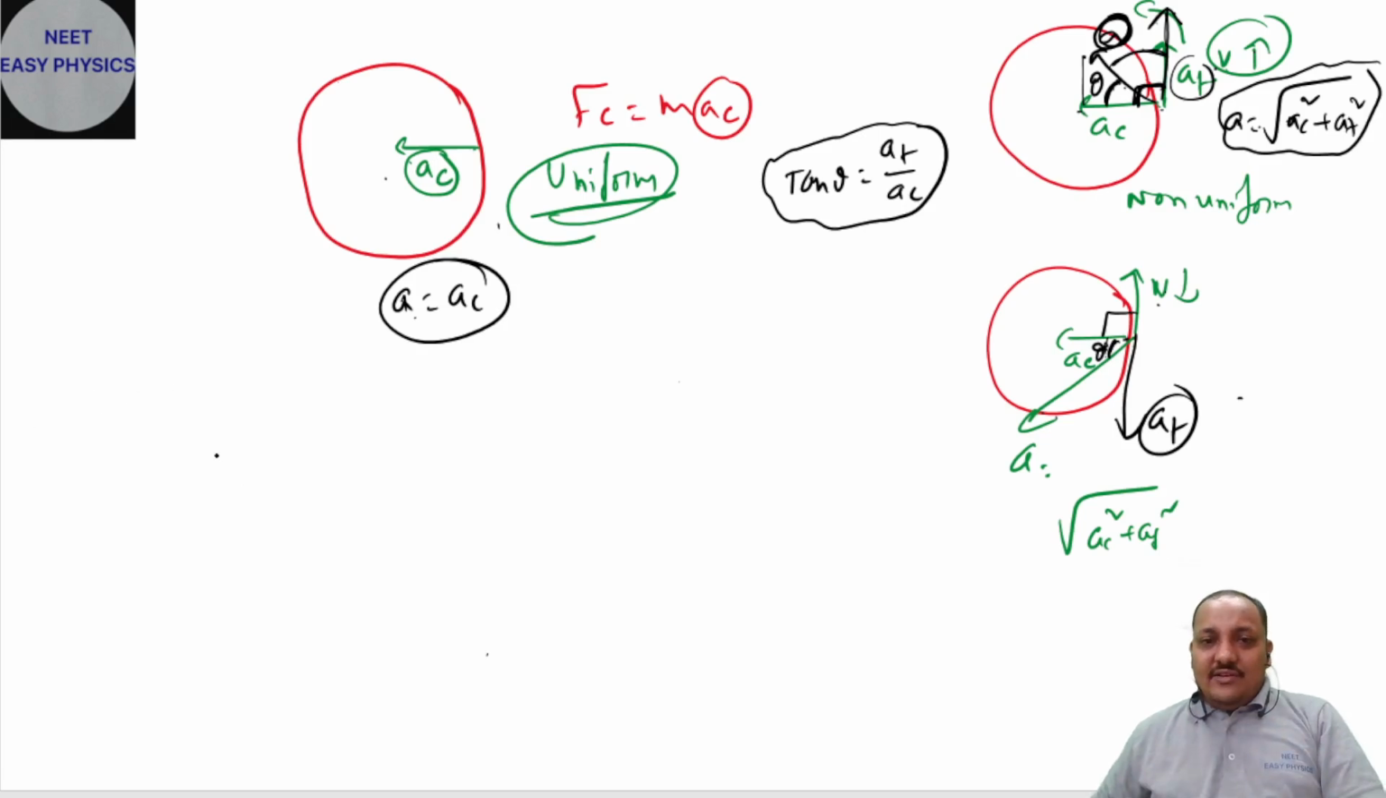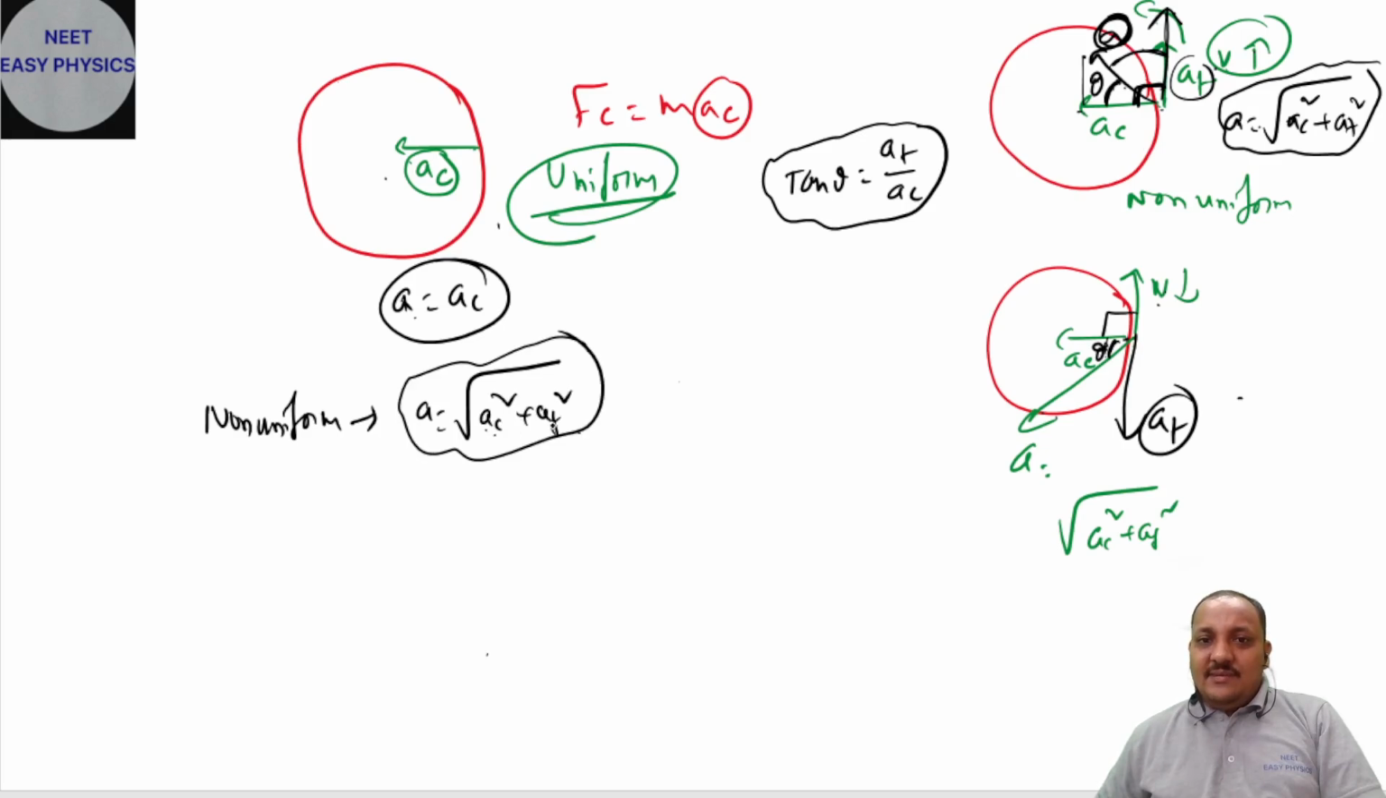So blindly you can follow: in non-uniform circular motion, net acceleration is root of AC square plus AT square. Two accelerations will be present, centripetal and tangential. In uniform, only one acceleration, centripetal acceleration. Its direction will be changing from point to point because it is a vector quantity.